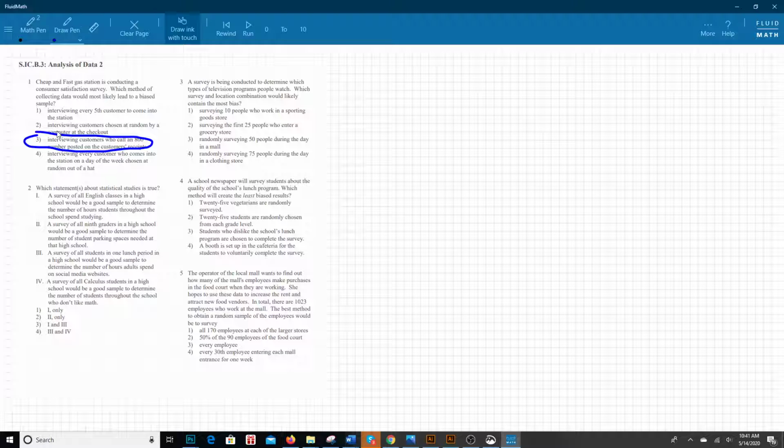3 says a survey of all students in one lunch period in a high school would be a good sample to determine the number of hours adults spend on social media. Oh, that's disconnected. I mean, how can in a lunch period? No. 4. A survey of all calculus students in a high school would be a good sample to determine the number of students throughout the school who don't like math. Oh, that makes no sense. Obviously, they're all taking calculus class. Chances are they do like math.